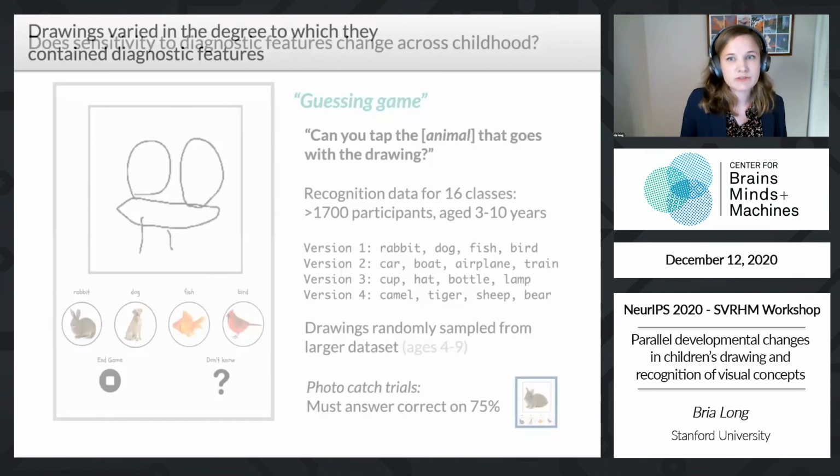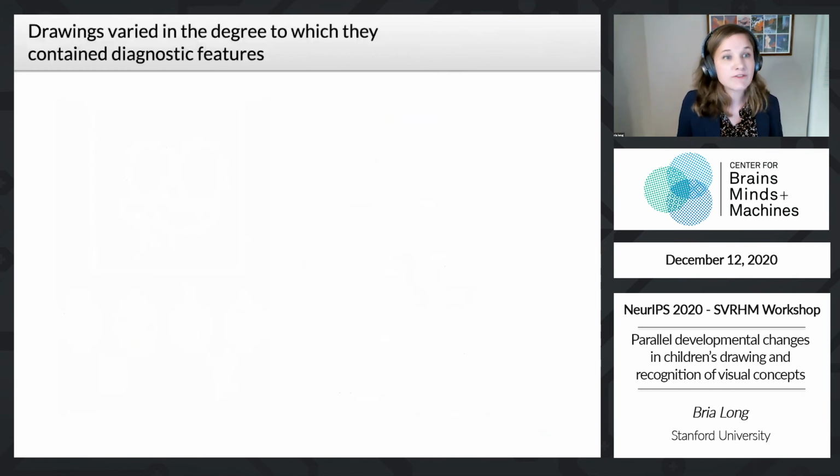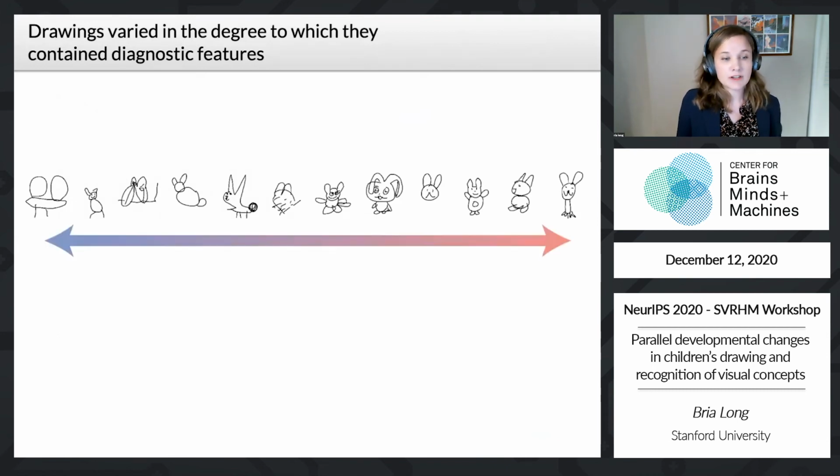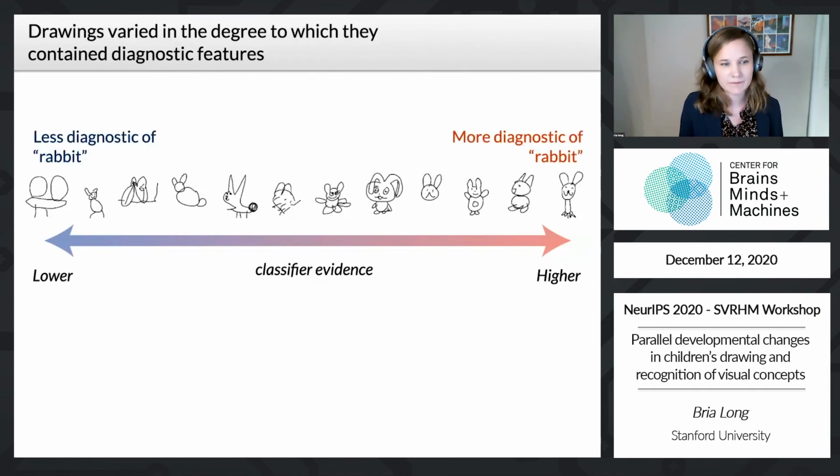Now, to remind you, the drawings that were included at the station did vary in the degree to which they contained diagnostic features of the different categories. For example, here are some rabbit drawings ranging from the least to the most diagnostic that varied in the amount of classifier evidence that was assigned to them. And so our critical question here is going to be whether children's sensitivity to this dimension, to these diagnostic features, changes across development.